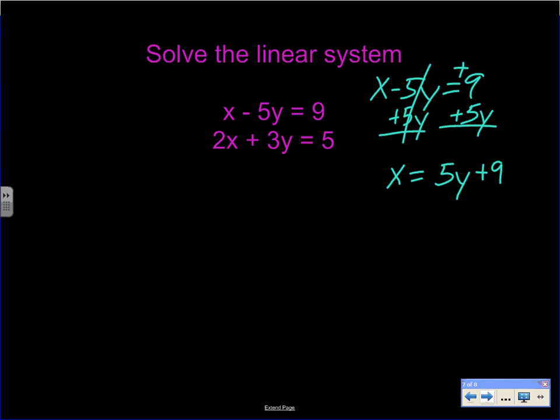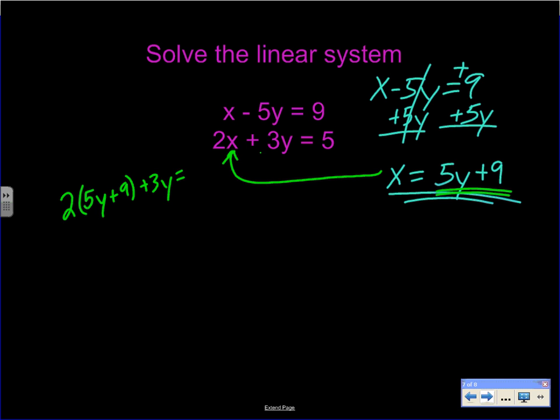See the little positive sign up there? It's invisible until I just wrote it in there. So the 9's positive. So this is what we're looking at. X is equal to 5y plus 9. What are we going to do with that? Plug it in right there. So let's go ahead and do that. 2 times x. What's x equal to? 5y plus 9. And then it says plus 3y is equal to 5.